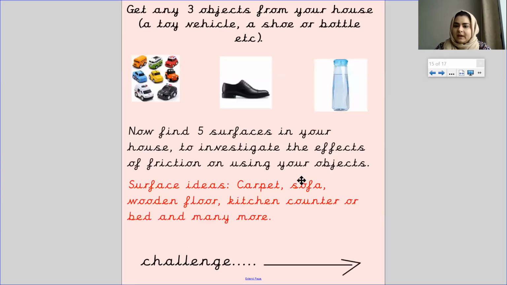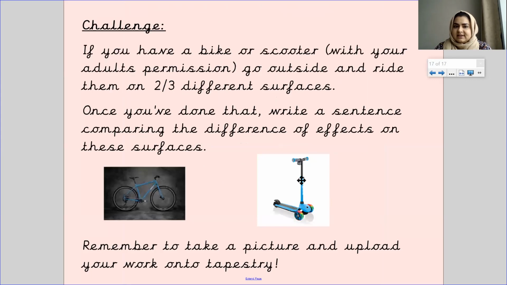Okay, now after you've done that, your challenge is if you have a bike or scooter, with your adult's permission, go outside and ride them on 2 or 3 different surfaces. Once you've done that, write a sentence comparing the difference of effects on these surfaces. Remember to take a picture and upload it to Tapestry.